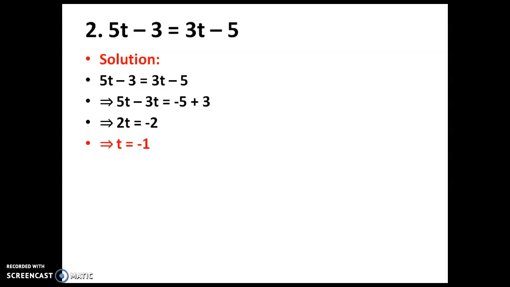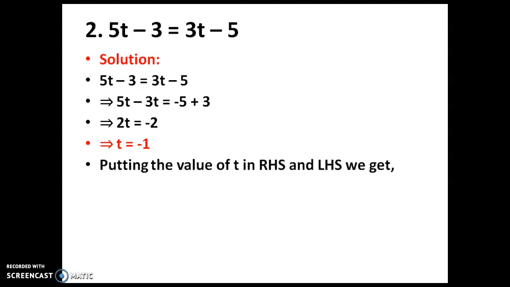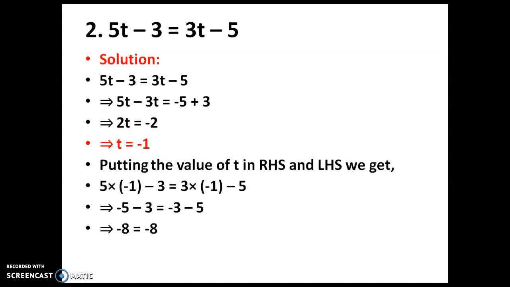This we have to substitute in the question. So we will get 5 into minus 1 minus 3 equal to, then on the RHS we have 3 into minus 1 minus 5. After solving, we will get minus 8 equal to minus 8. That means LHS is equal to RHS, so our solution is correct.